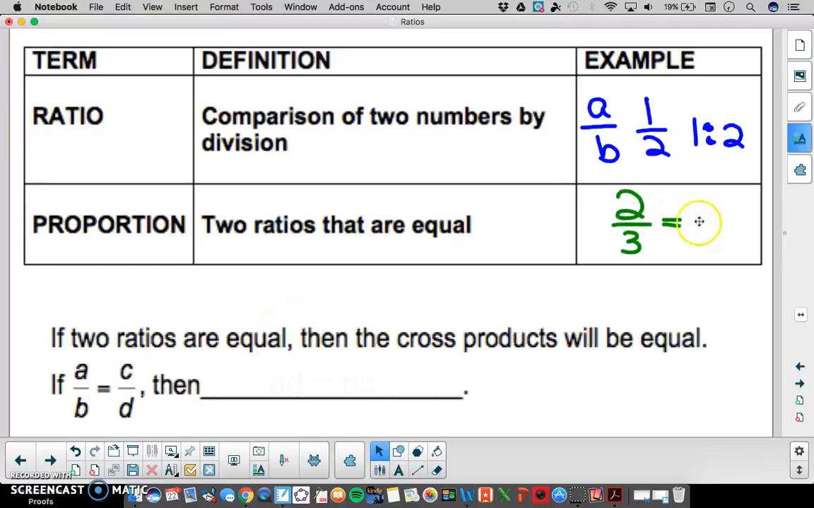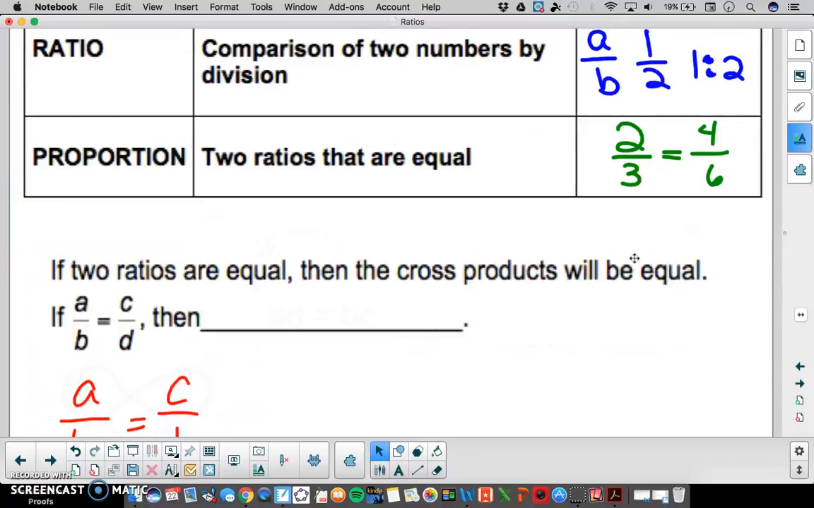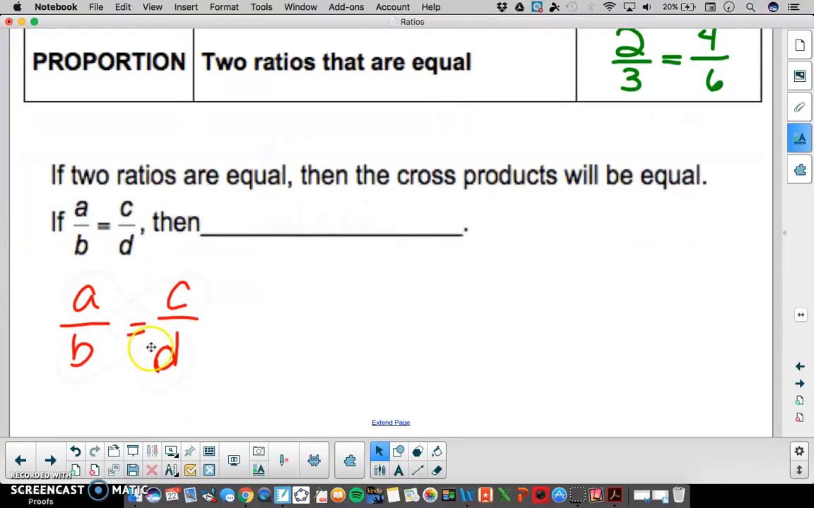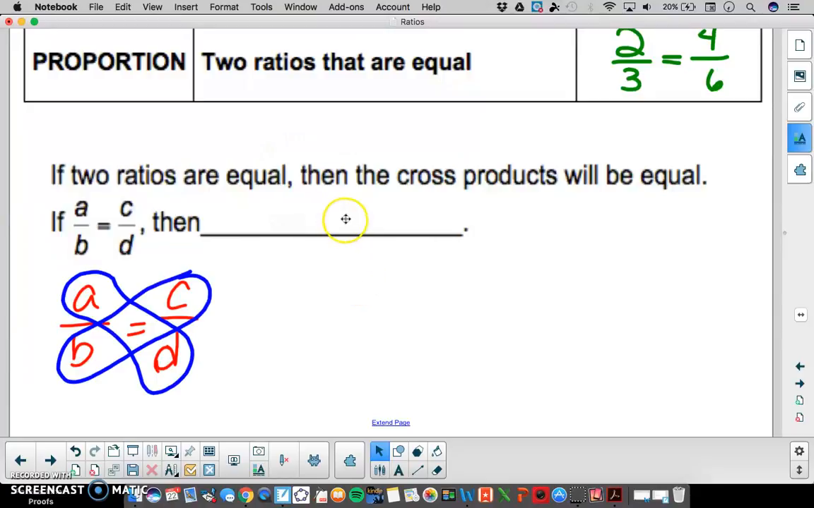So 2/3 is equal to 4/6 because 4/6 will reduce down to 2/3. But if we want to also check if two ratios are proportional, we can check the cross product. That's where, looking at A divided by B equal to C divided by D, we would cross multiply, and we would get a cross product of A times D equal to B times C.